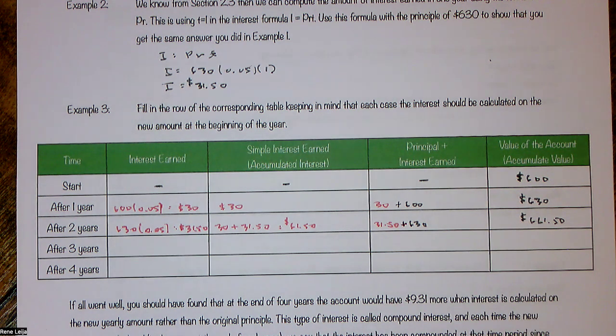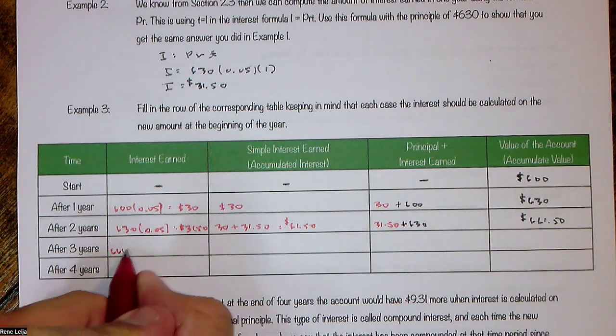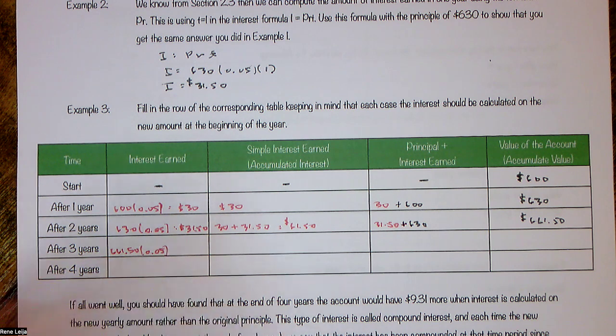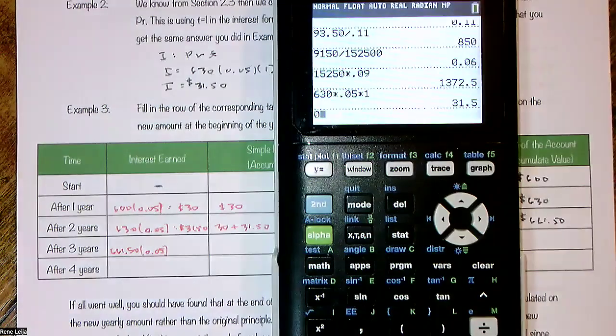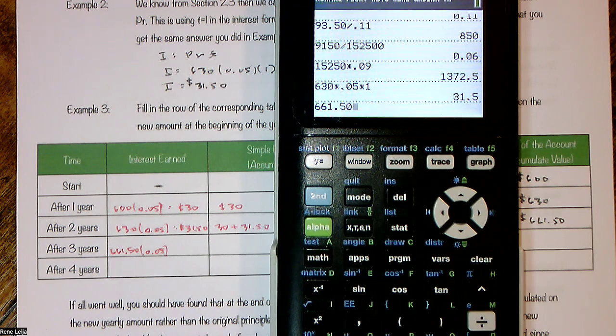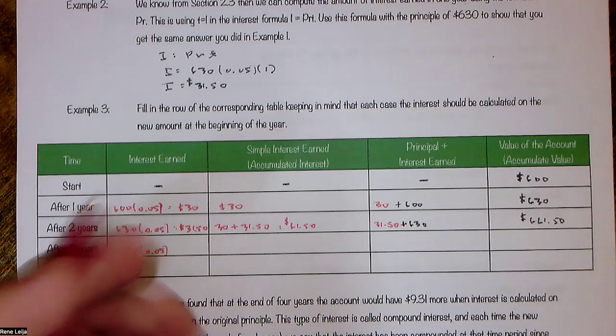Okay. So now we're going to take the 661.50, multiply that by our interest rate. Okay. So here we go. So let's see, 661.50 times 0.05. So be careful because money. So this is going to be $33.08.